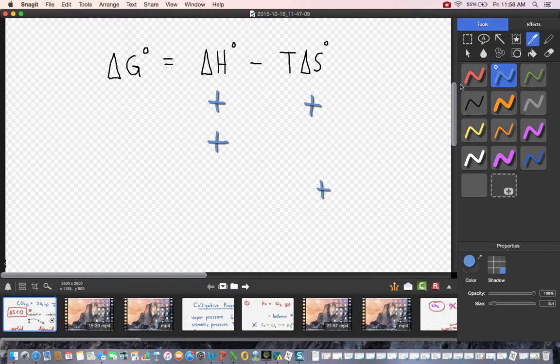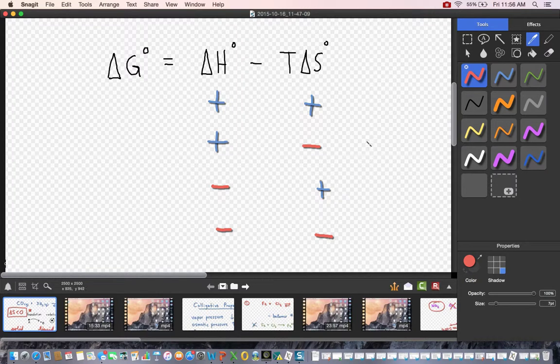Another possible combination is that the delta H is positive, but the delta S is negative. A third possibility is that the delta H is negative, but the delta S is positive. And of course, the last possibility is that both delta H and delta S are negative. Now, we're not dealing with magnitudes here. We don't know what the actual mathematical values of delta H and delta S are.